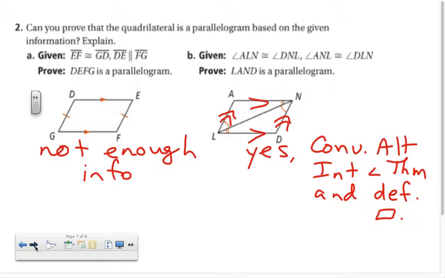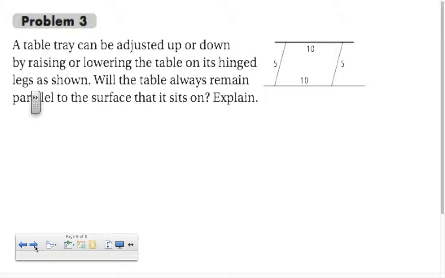Okay, last problem in your notes, wildly, ridiculously simple, blatantly obvious, based on the fact that these are always 10 and these are always 5. No matter how high or low I raise the table, is the tabletop always going to be parallel to the surface it's on? Yes or no? Yes, this will always be a parallelogram.